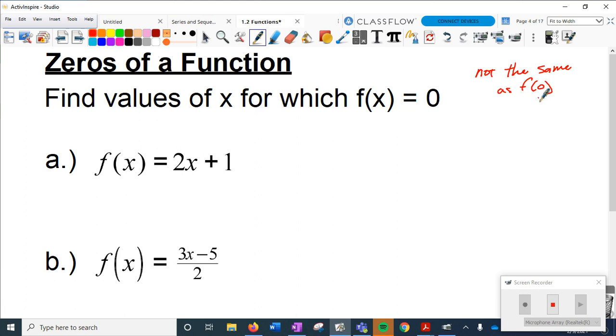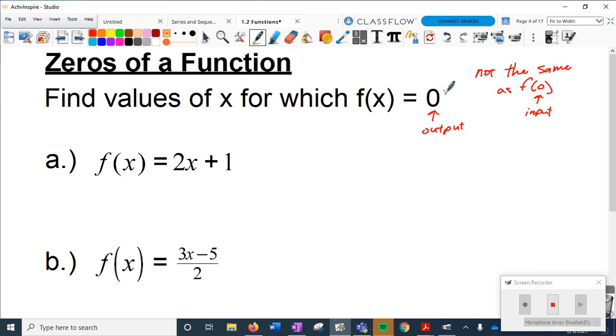Here, 0 is an input. Here, 0 is the output. So we want inputs that make the output become 0. Again, if we think of a function as an input-output relationship, you have something that goes in and something that comes out, and that's the difference here.